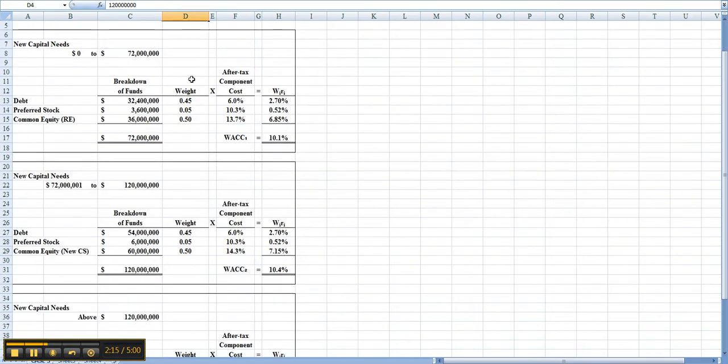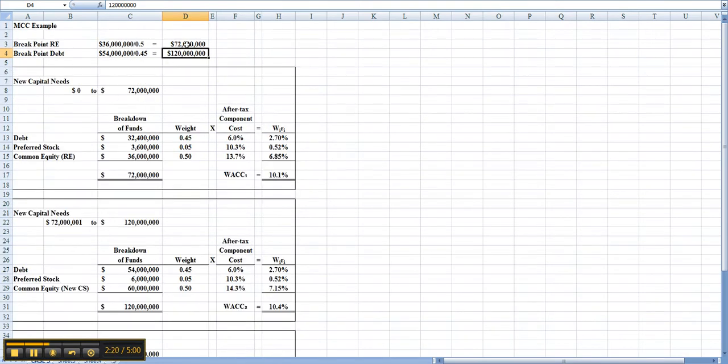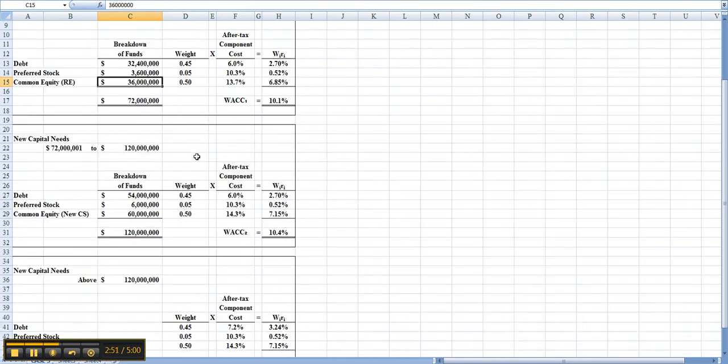So then you set up a schedule where you start at 0, so from $0 to the first breakpoint amount, all of your component costs, cost of debt, preferred stock, and common equity are at the low levels. This is your cost of your cheaper debt, this is your cost of preferred stock, and this is the cost of retained earnings, because at this level you've just used up all of your retained earnings. And that's what this breakdown in funds kind of shows. It shows that yeah, we've used up all of our retained earnings, so anything above $72 million we're going to have to issue new common stock, which is what the next level does.